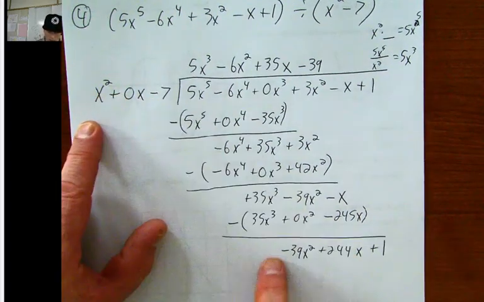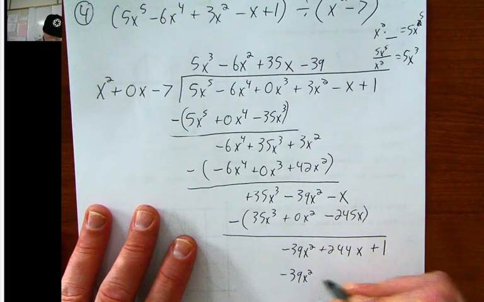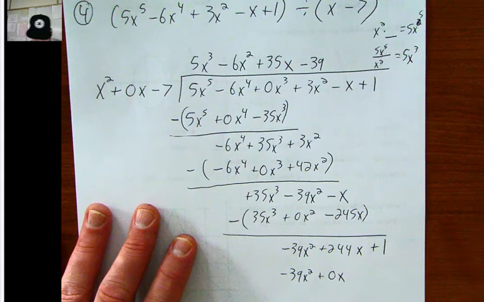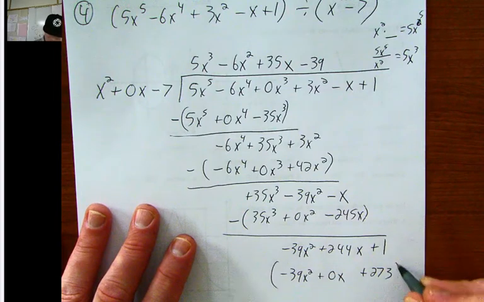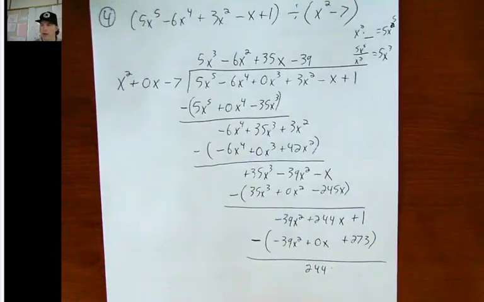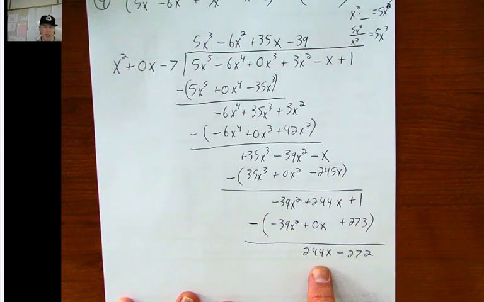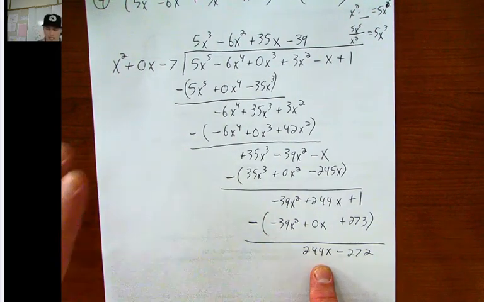Because there's 3 terms here, I want to make sure there's 3 terms there. Multiply by negative 39. I get negative 39x squared plus 0x. 39 times 7, 273, so plus 273. But because this is long division, we subtract. And this problem ends up being the x squareds go away. 244x minus 272. And at this point, x squared times what gives you 244x? Nothing clean, so we're done.